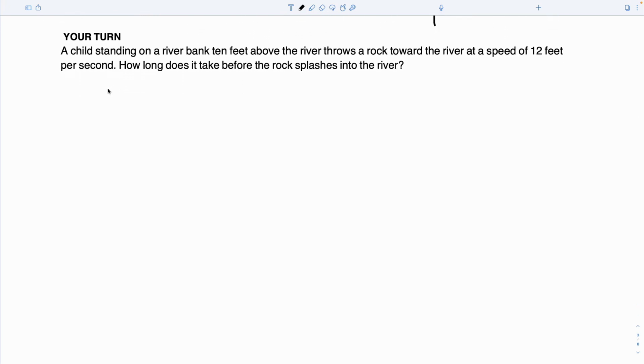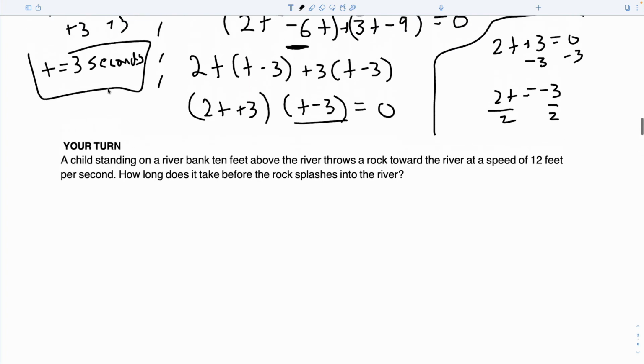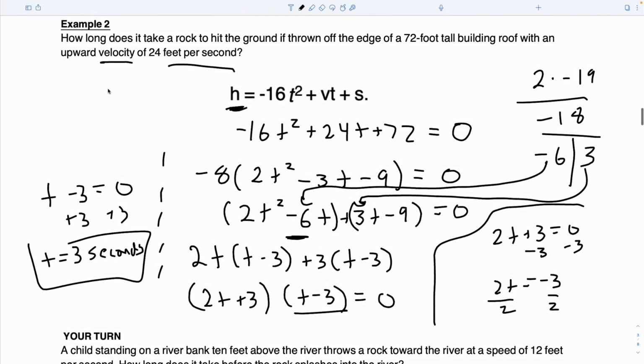I'll give you 2 minutes to set it up, and then I'll check your steps. When you get this problem, I'm starting by writing the equation. So make sure you have this written below the problem. Tanner, get to work.